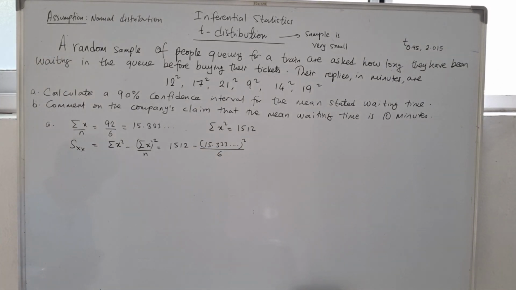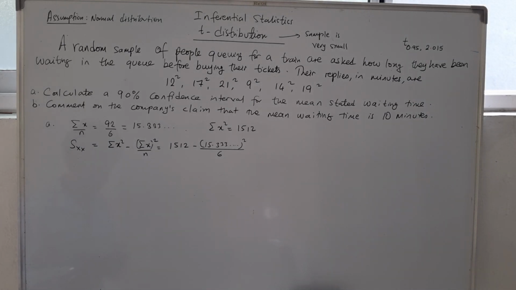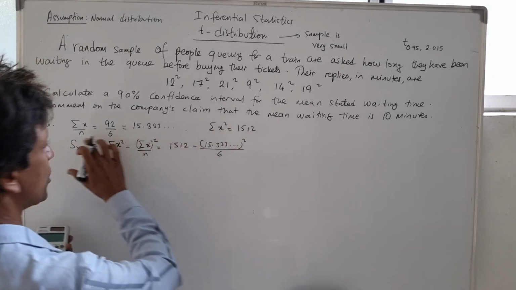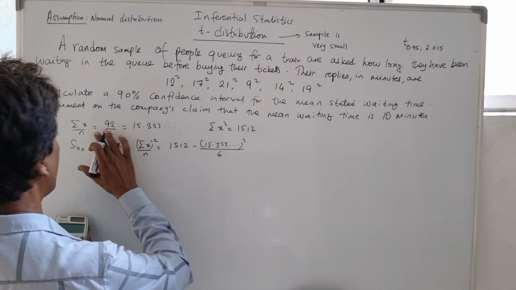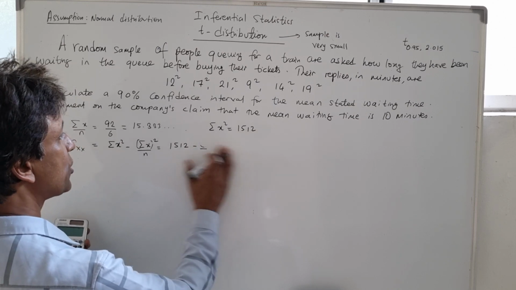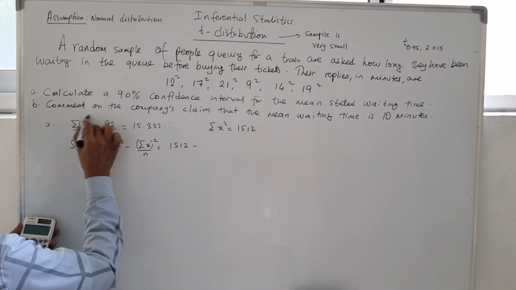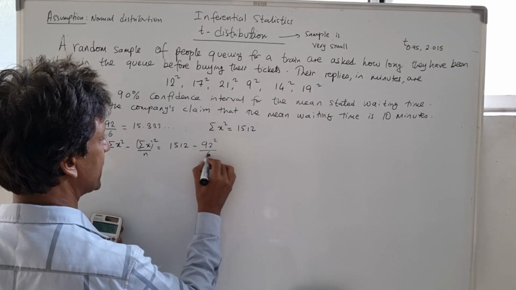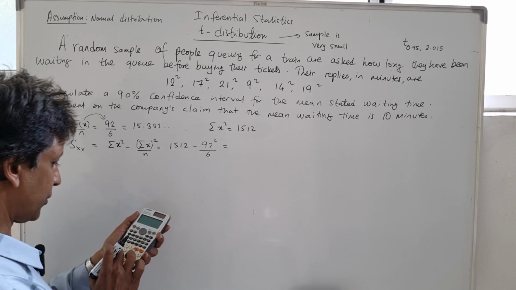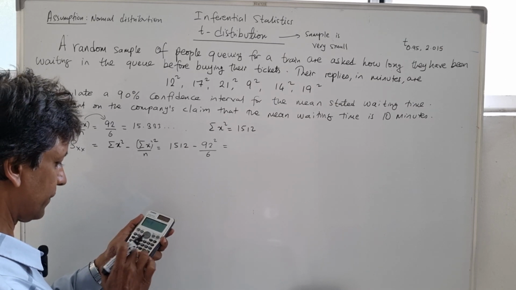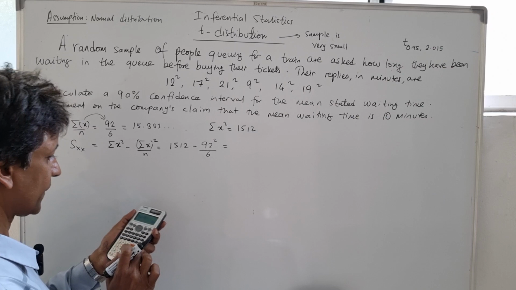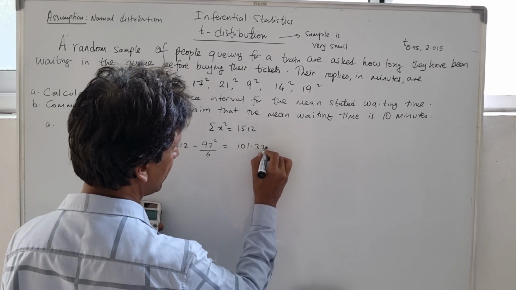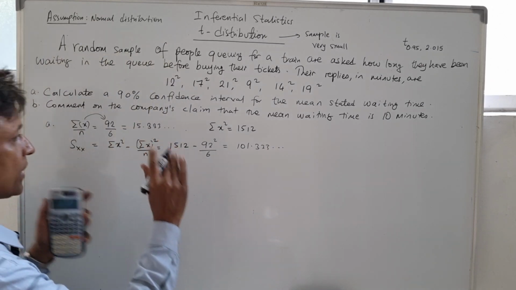So if I do this on my calculator, the summation of x here is 92. So that's 92 squared over 6. Let me just do that. We get something like 101.333 and so on. So this is my Sxx.